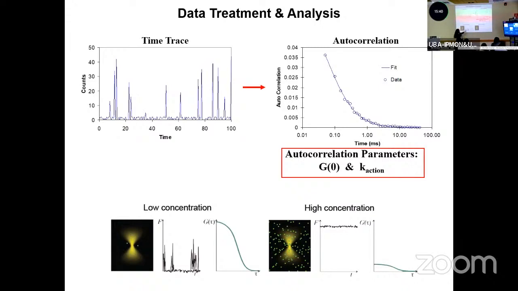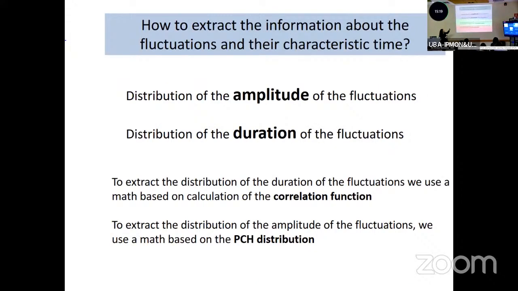So you'll see that the number of molecules is inversely proportional to the amplitude of the function. If the amplitude is very high, that means you have few molecules. If the amplitude of the function goes down, that means you have many, many molecules, right? So it's inversely proportional to N, the number of molecules. So we get the amplitude and we get the distribution of the duration time of the fluctuations. We need to extract this information to get the diffusion.